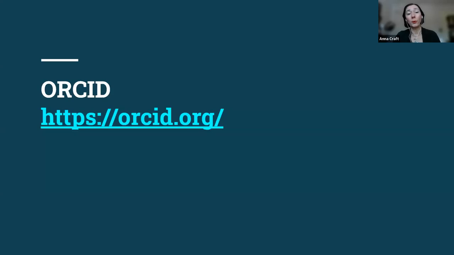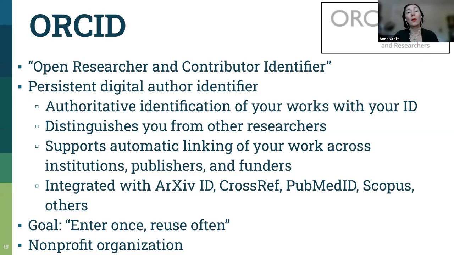So the first one we're going to talk about is ORCID. And ORCID stands for the Open Researcher and Contributor Identifier. This is a persistent digital author identifier. It's a string of numbers, and it provides authoritative identification of your works, your articles generally, and maybe your grants as well, with your ID number. So this distinguishes you from other researchers and makes sure that your work shows up with you.